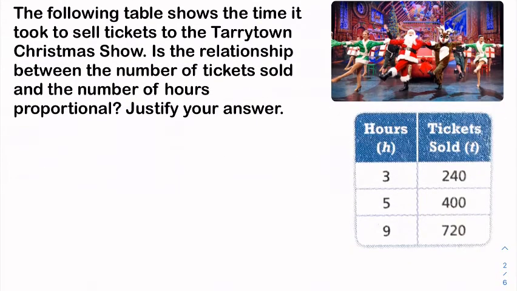Determine proportional relationships. Tables. The following table shows the time it took to sell tickets to the Tarrytown Christmas show. Is the relationship between the number of tickets sold and the number of hours proportional? Justify your answer. So to determine if they are proportional, all the ratios must be equivalent.